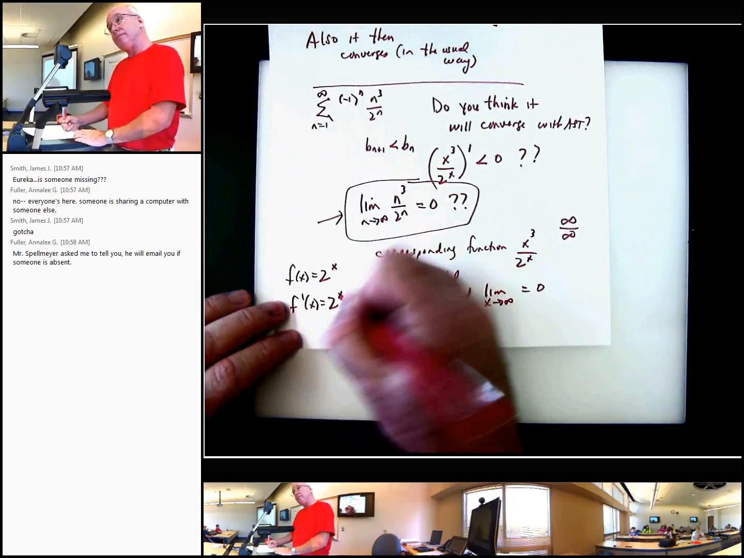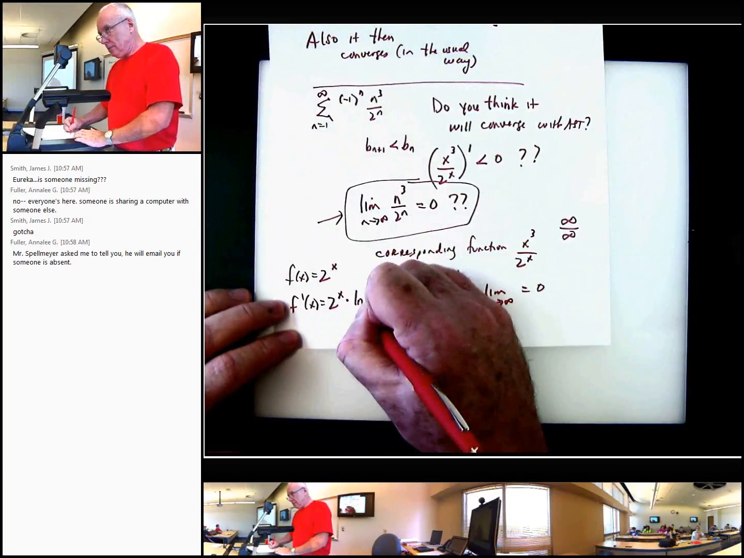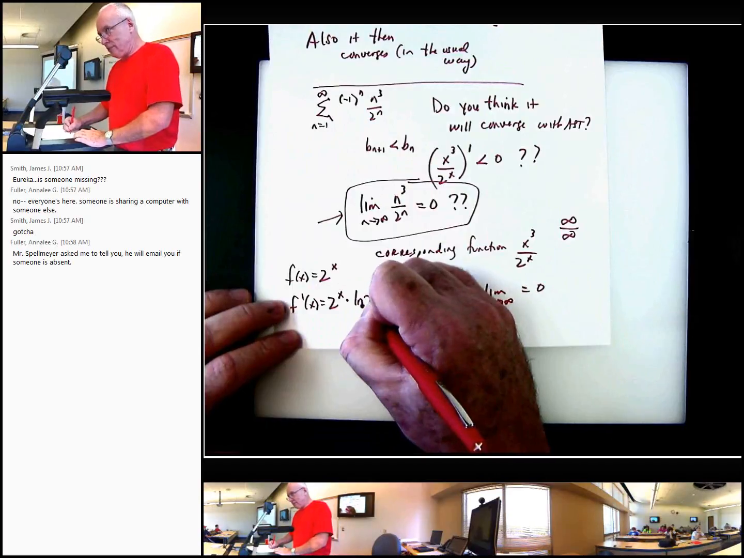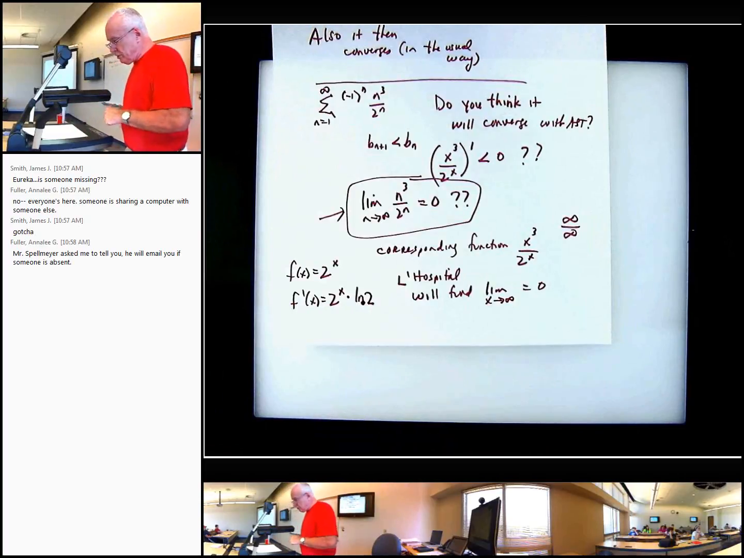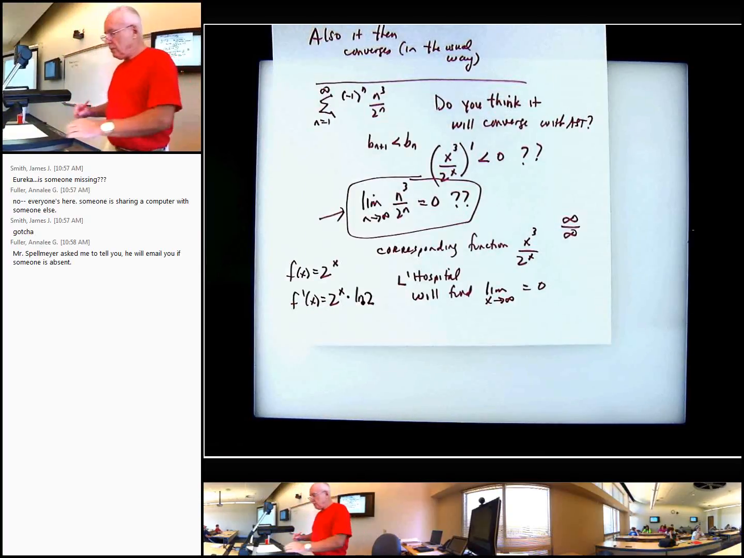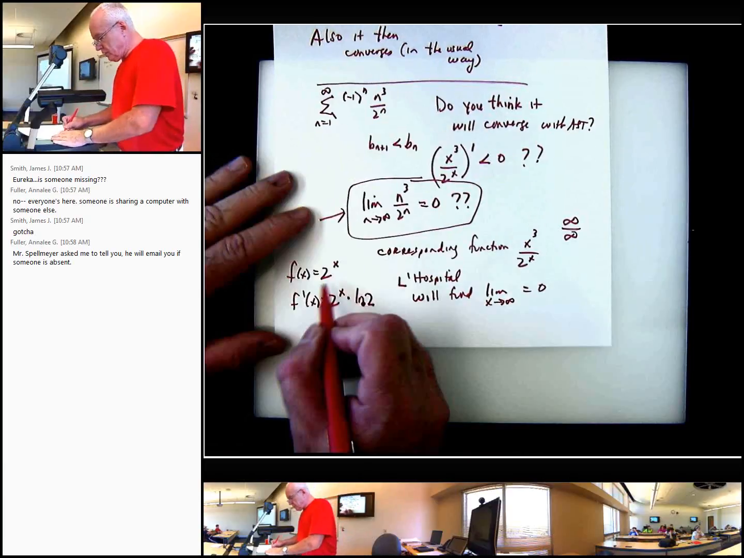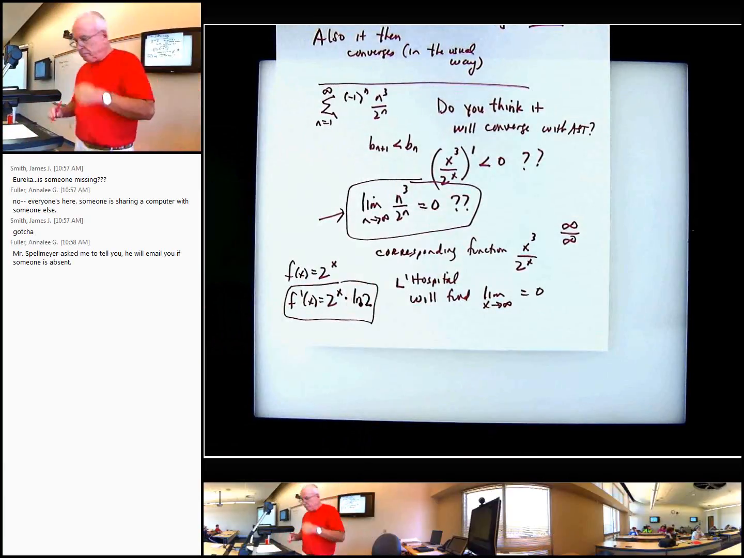Equals itself times the natural log of, very good. Well, the chain rule isn't going to do anything here because it's just x on top. Okay. So this is the derivative here of 2 to the x. Yeah. All right.